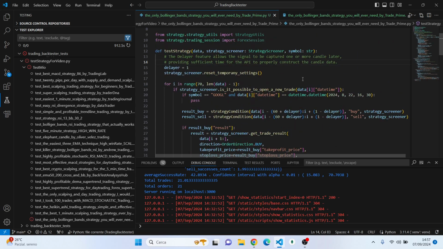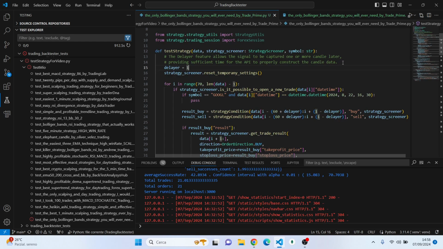I didn't mention that, but for this video I also added one of the most important features of my software, the delayer. The delayer feature allows the signal for opening a trade to be captured one or more candles later, providing sufficient time for the API to properly construct the candle data. What does it mean? Basically, you cannot open the position immediately. Sometimes the platform you use for trading has slight delays due to the internet connection building the candle. So you also have to take that into consideration.